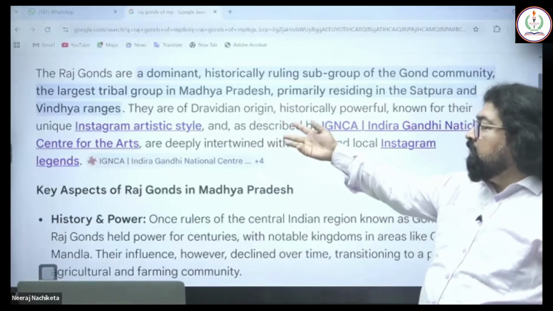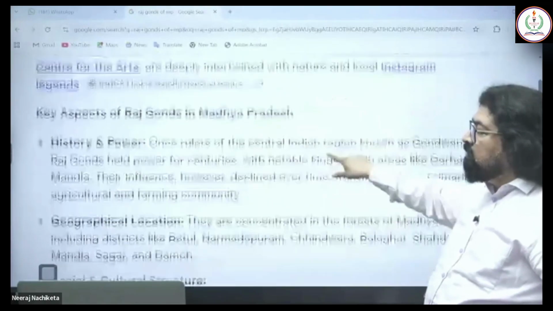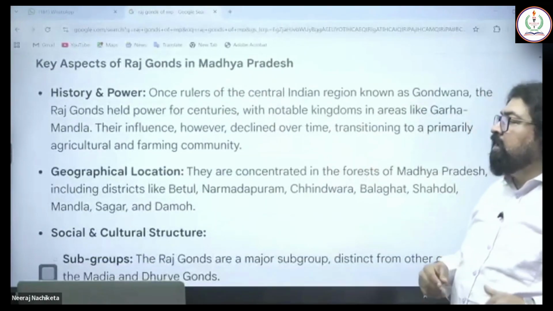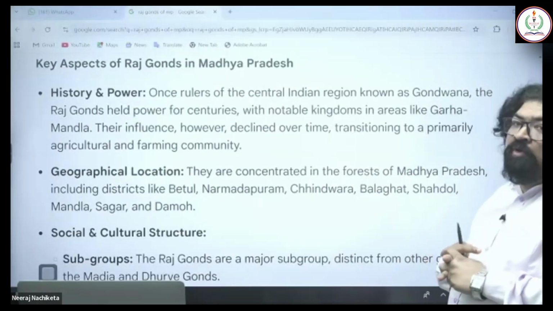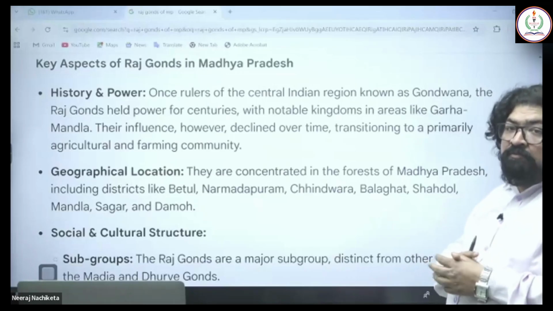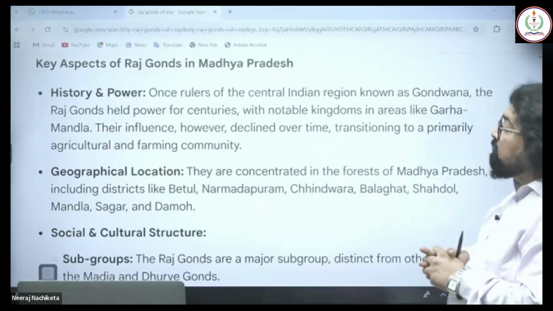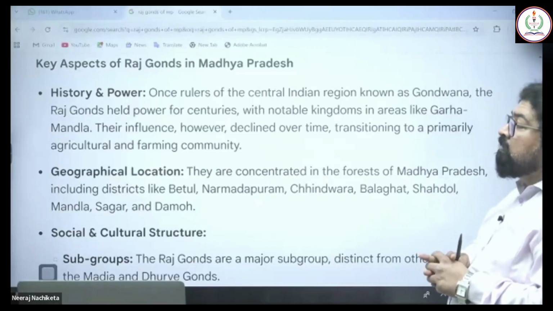Artistic style. That's given on Instagram. That is a wrong thing given there. Now this one: held power for centuries. Right? Gondwana. There's Gondwana land, Southern Peninsula, we call it Gondwana land. That for centuries, with notable kingdoms in areas like, see, Gadha Mandala.